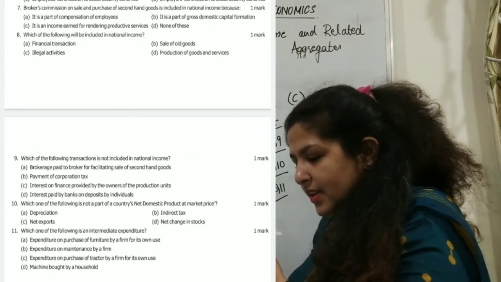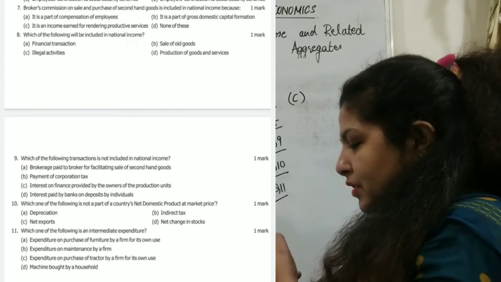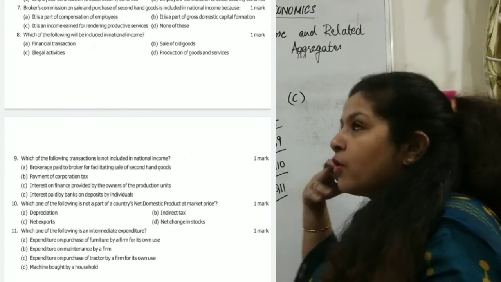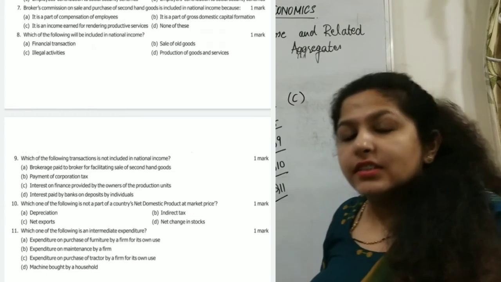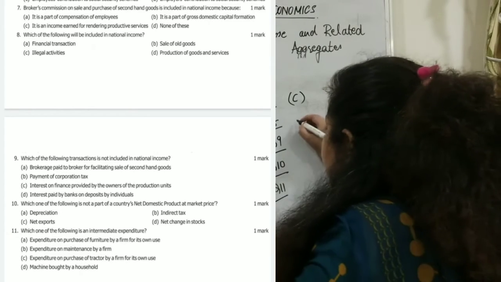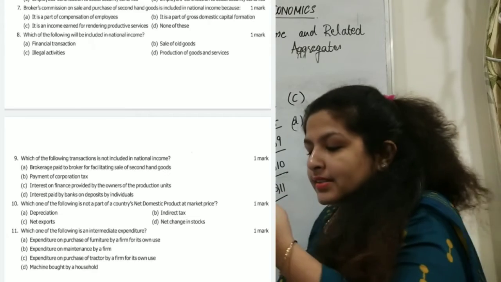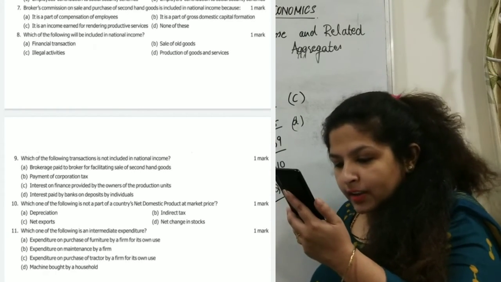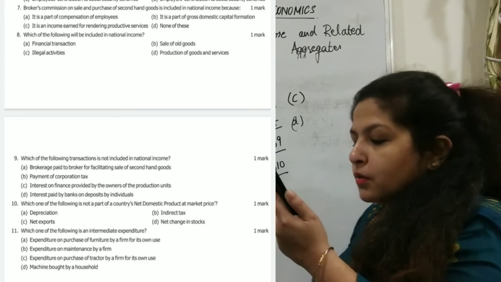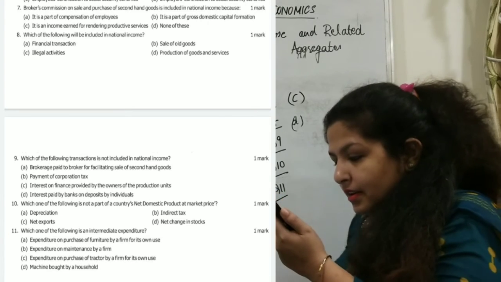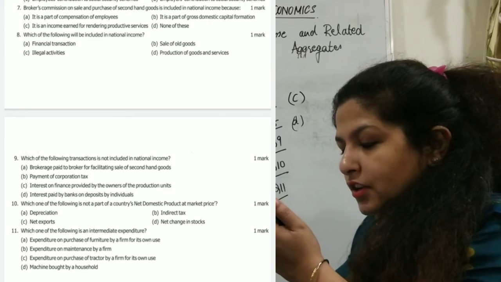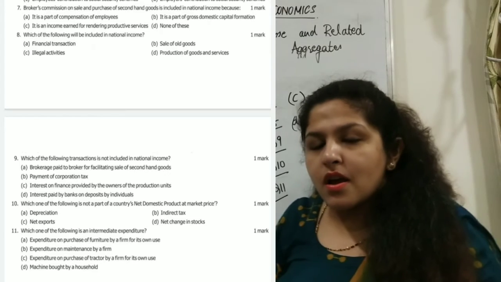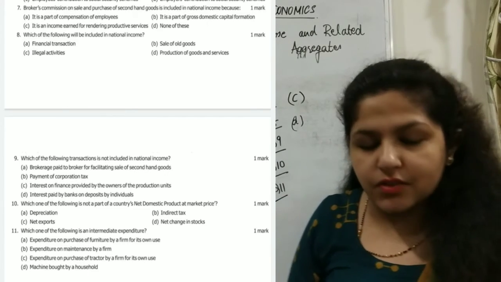So next question says, which of the following will be included in national income? Financial transactions, sale and purchase of shares नहीं होता. Then sale of old goods नहीं होता. Illegal activities नहीं होती. So production of goods and services definitely होती है. Right? Next is, which of the following transactions is not included in national income? Broker होता है. Interest on finance given by owners of production, definitely it is a factor payment. We have taken the loan for productive purpose and we are giving the interest.